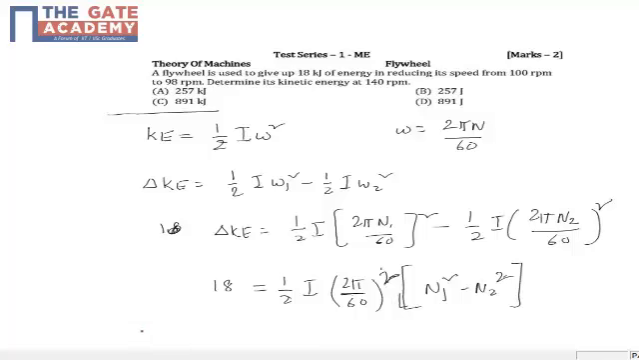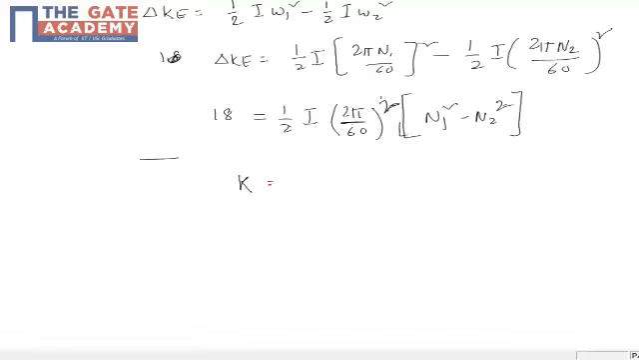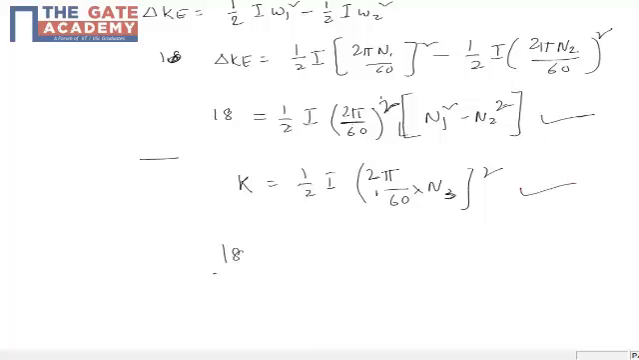Now in the second part, what is asked is to determine its kinetic energy at another speed given. Same thing, k equals half I times 2 pi by 60 times n3 whole square. Now this part and this part, if I divide these two equations, so 18 by k is the ratio, with I and 2 pi by 60 whole square.